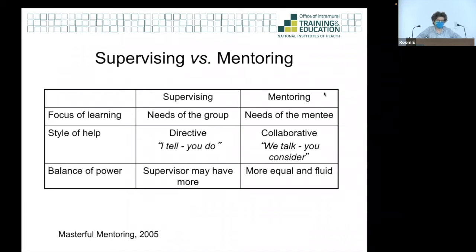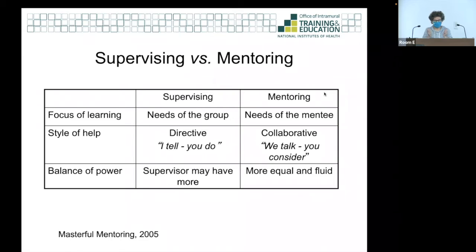That's the person who sets the agenda, tells you what to do, makes sure work gets done. Now, when it comes to mentoring, the focus of learning and the focus of the work should be on the needs of the mentee. And it's a much more collaborative style of help. We talk, the mentor listens, we exchange ideas, you consider my thoughts, but you have much more power. You have the ability to say great advice for these reasons, not so great advice for these reasons. I'm gonna consider and think about it.